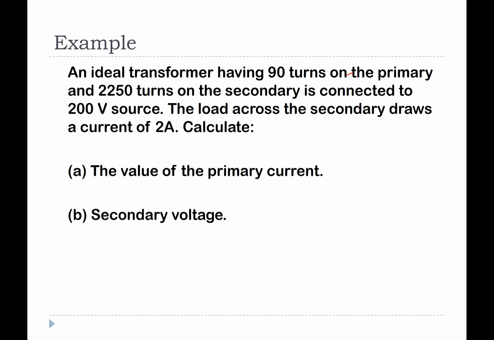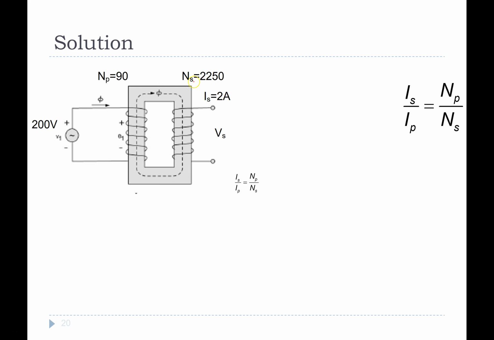So let's look at an example now. We have an ideal transformer with 90 turns on the primary and 2250 turns on the secondary that is connected to a 200 volt source. The load across the secondary draws a current of 2 amps. We have to calculate the value of the primary current and the secondary voltage. So if we draw a little diagram, we have 2250 turns on the secondary and 90 turns on the primary, and we know the primary voltage is 200 volts and the secondary current is 2 amps.